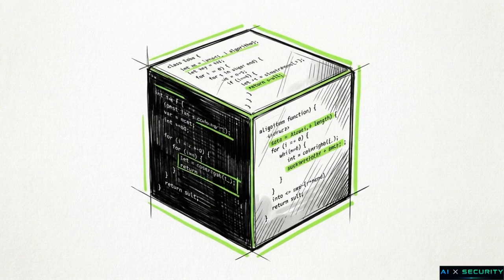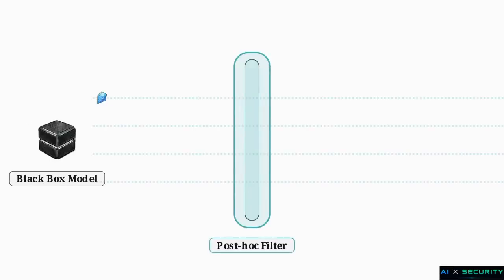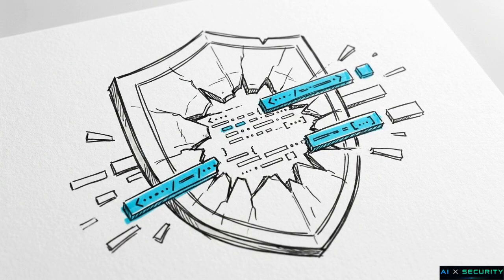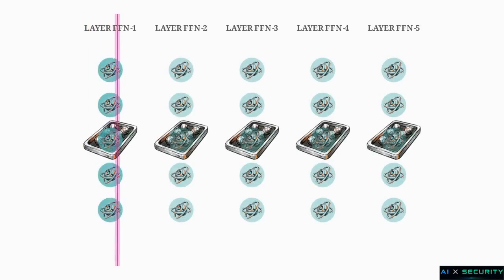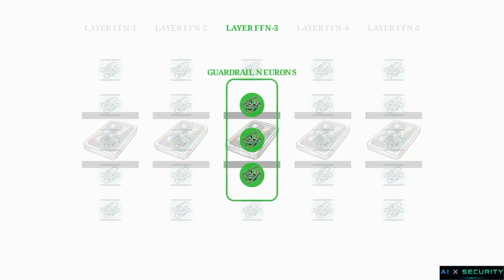Right now, we try to stop this by treating the model as a black box. We rely on prompt engineering or post-hoc filters to catch the bad code on its way out. But against a clever adversarial prompt, those surface-level defenses routinely fail. To actually secure these systems, we need a different approach. We have to look inside the architecture itself and pinpoint exactly where the model processes software security.